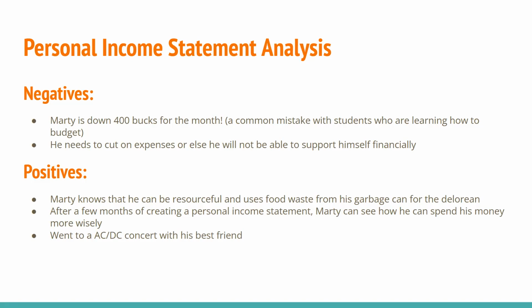So it seems like he has a bright future, right? All right, so positives. Marty knows that he can be resourceful. He uses food waste from his garbage for the Delorean fuel, which is kind of cool. After a few months of creating a personal income statement, Marty can see how he can spend his money more wisely.